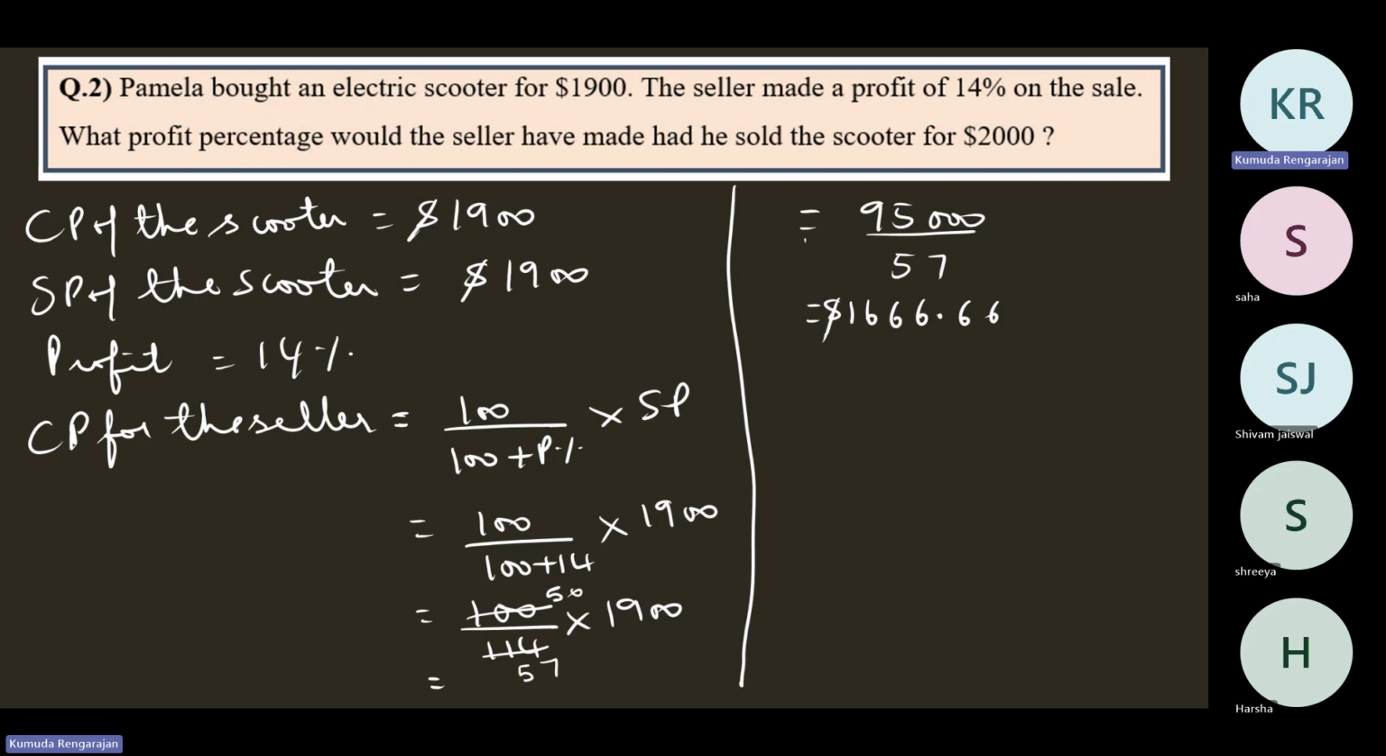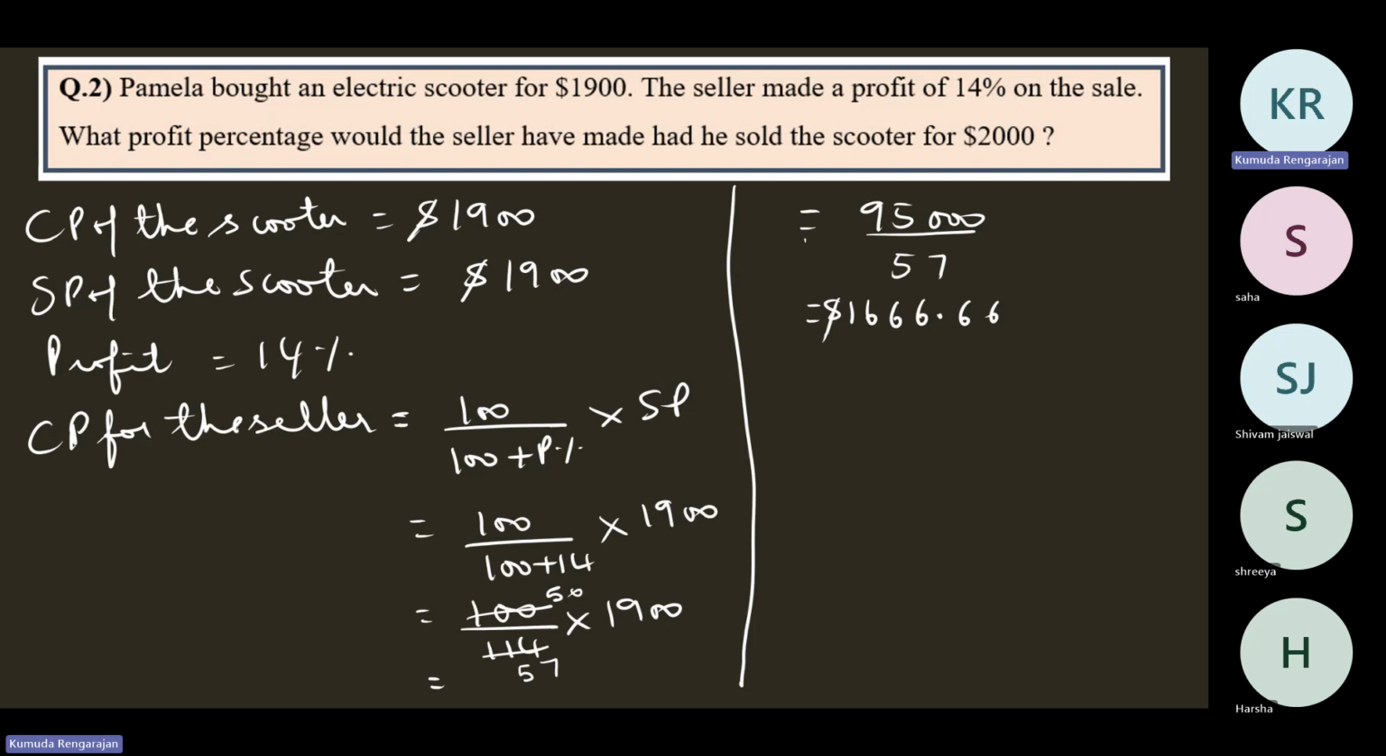So I said you should take both the information related to one person. Here that person is the seller. For the seller, the selling price is 1,900, and the profit is 14%. So for the seller, what is the CP? You should find everything with respect to one person. We cannot use somebody's SP and somebody's profit percentage to find somebody else's cost price. We cannot use somebody's cost price and somebody's profit percentage to find somebody else's selling price. It should all be of one person.